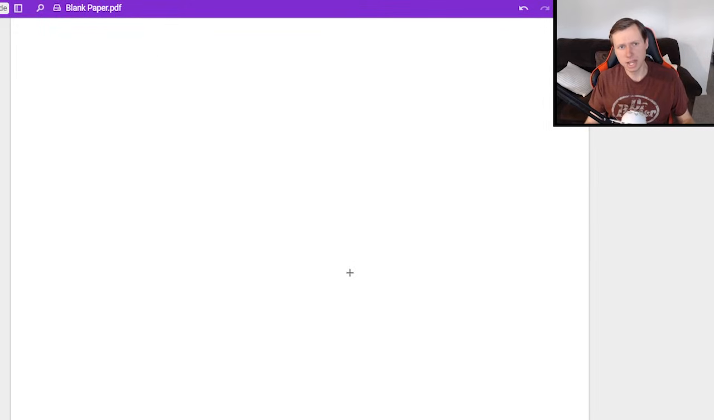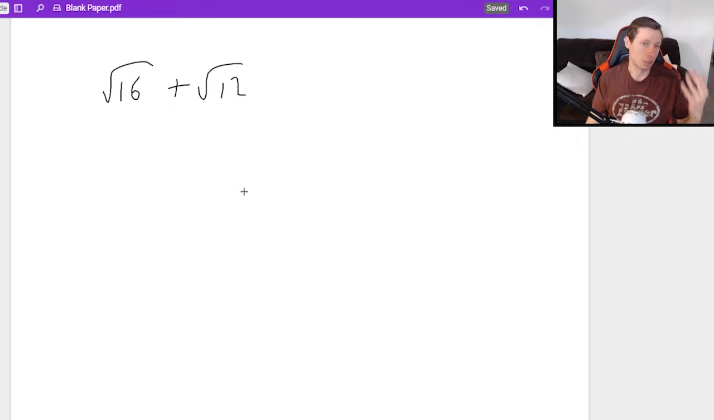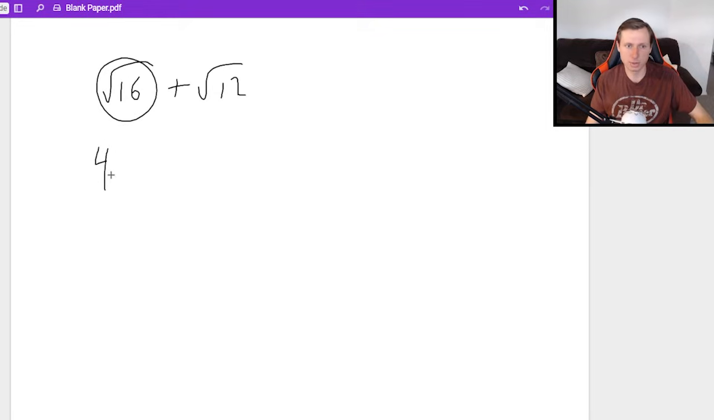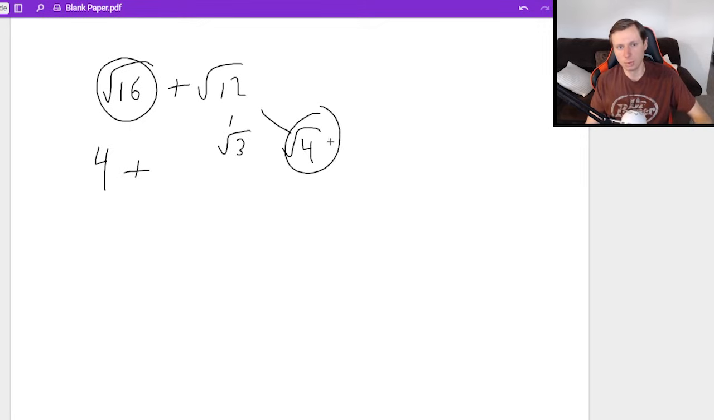Now let's look at this next one. The next one I have here is root 16 plus root 12. Again, the square roots are not the same. I want to make them the same. Let's see how I can do that. So the square root of 16, almost a trick question, because that's just 4, that's already a perfect square. And root 12 can break up into root 3 and root 4. Root 4 is a perfect square with 2. So really what I've got here is 4 plus 2 root 3.